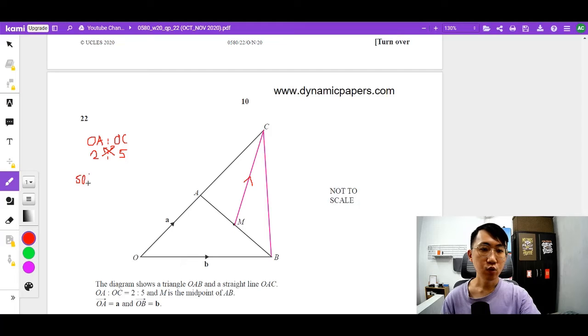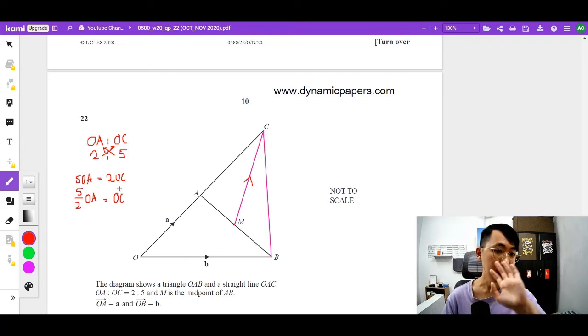5 OA is going to be the same as 2 OC. Now I want to get OC, so I want you to move 2 towards the other side. So 5 over 2 OA is actually 1 OC.